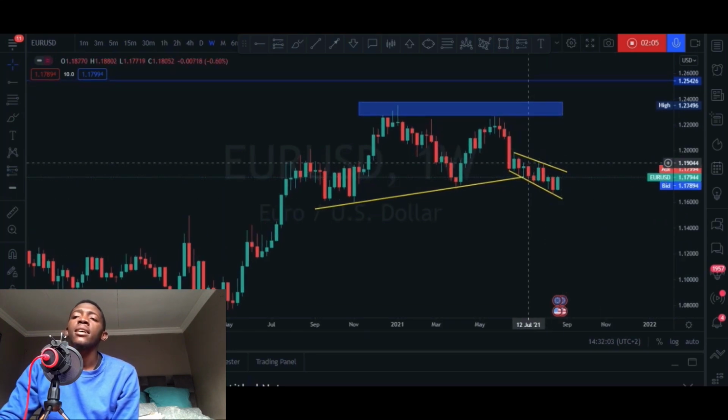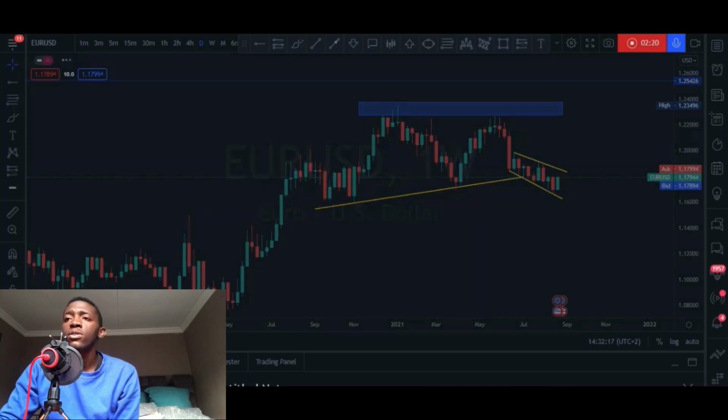Right now EURUSD is showing some exhaustion in price. So price went down, but then it started to exhaust at this area here, which tells us that price might be ready to go up.